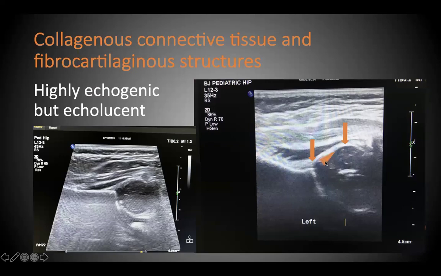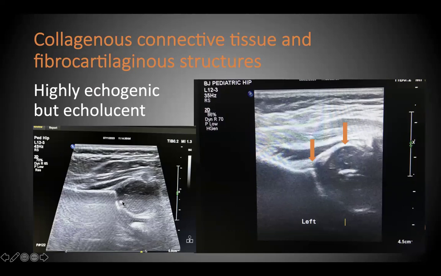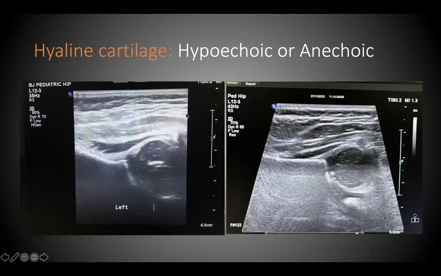Then we see the labrum, which is this small triangular structure here, which is also made up of fibrocartilage. On the image on the left, this bright spot that you can see is actually a small portion of the ligamentum teres, which can also be seen at times. All these ligaments would appear bright and echogenic. Then the hyaline cartilage, which is the head of the femur and the cartilaginous part of the acetabular roof, appears either hypoechoic or anechoic.